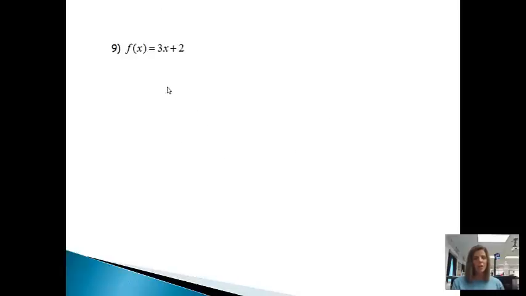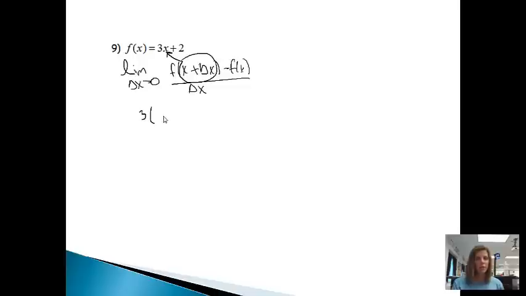Okay, let's try another example. We would like to find the derivative again. So I would like to find the limit as delta x approaches 0 of f of x plus delta x minus f of x all over delta x. Again, we're going to take x plus delta x and put it in for that x. So I'll get 3 quantity x plus delta x, I still have the plus 2, and then minus f of x. Well, we know that f of x is equal to 3x plus 2. Please notice I am putting it in parentheses. And then it's all over delta x.